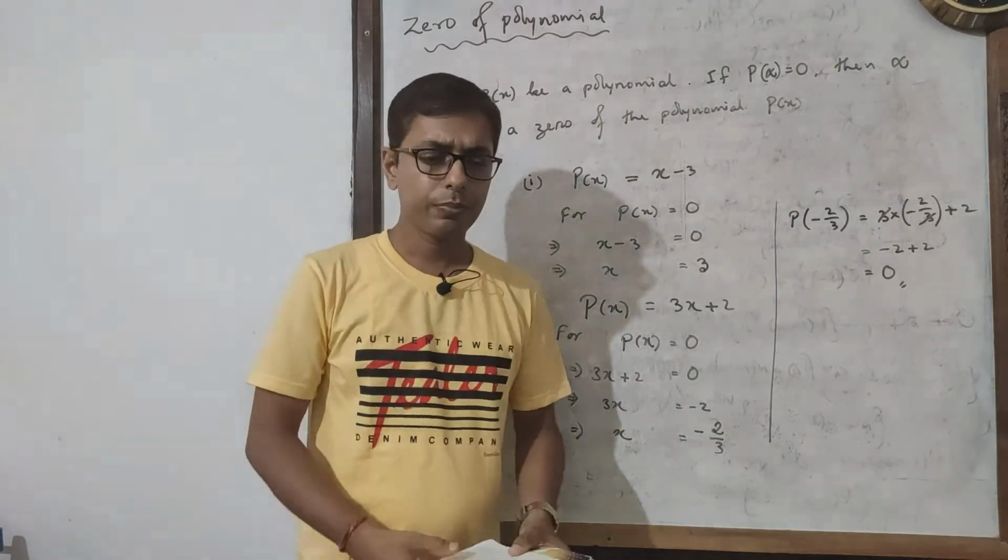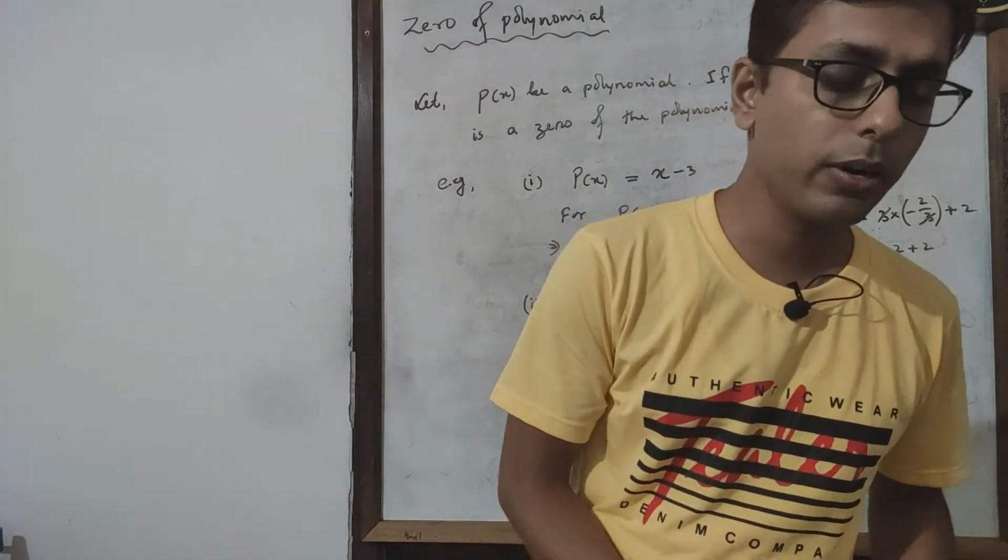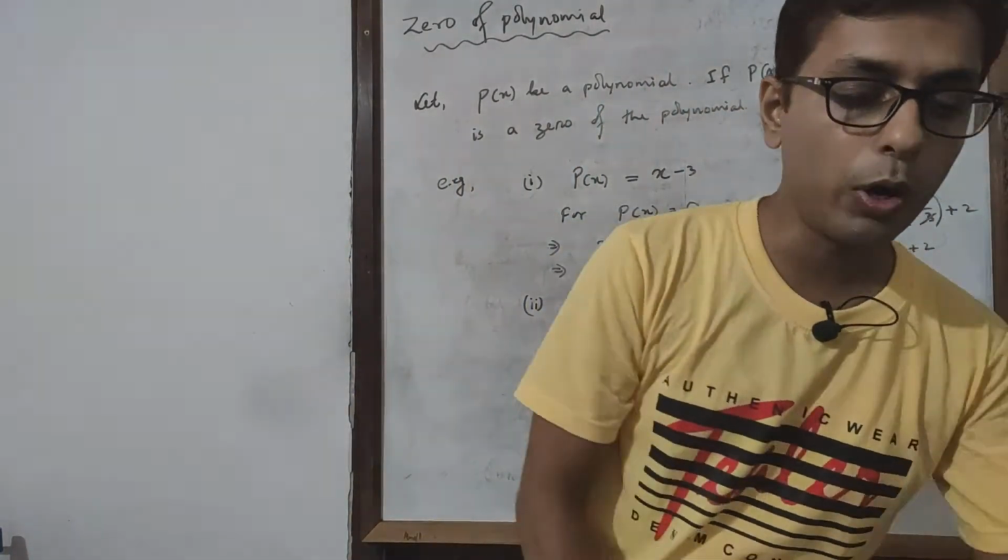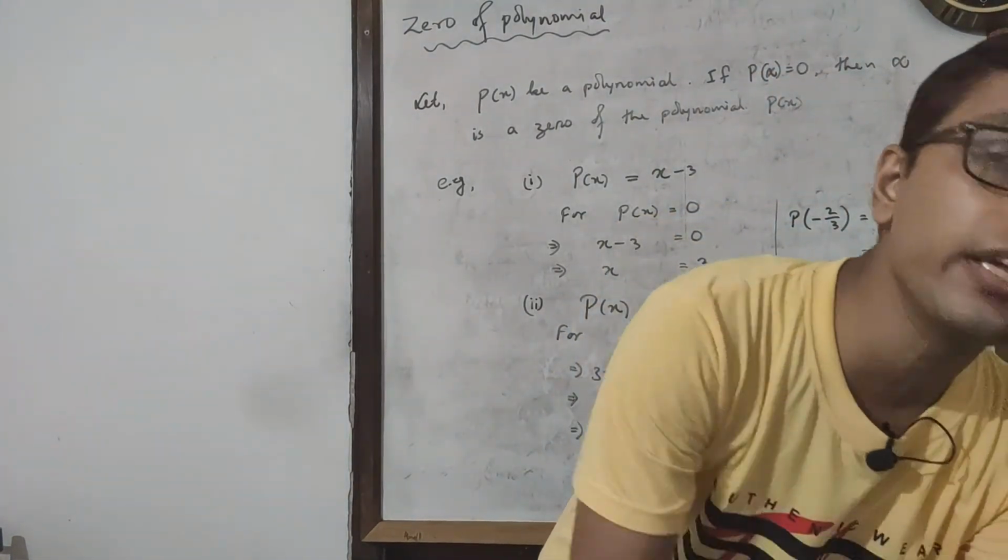Alright, now there are special cases. See, if a polynomial is linear, that means the degree is 1.